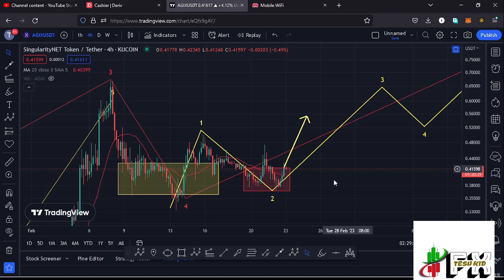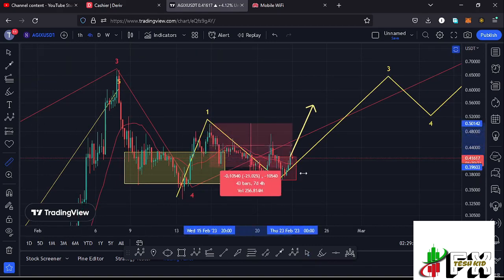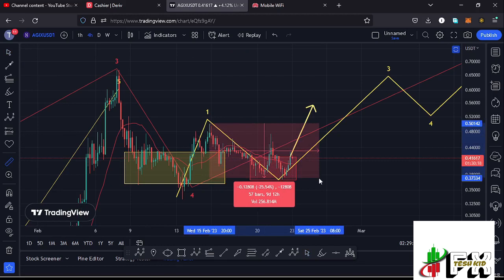And my last trade was this sell from this high at around the $0.5 mark in the formation of this wave 2. And if I give you a measure from that high, you can see that the market was down by more than 25.54%, which is a trade that I was able to catch. And if you're interested in such trades, make sure that you contact me. And that is what I'm expecting on the short term scenarios.